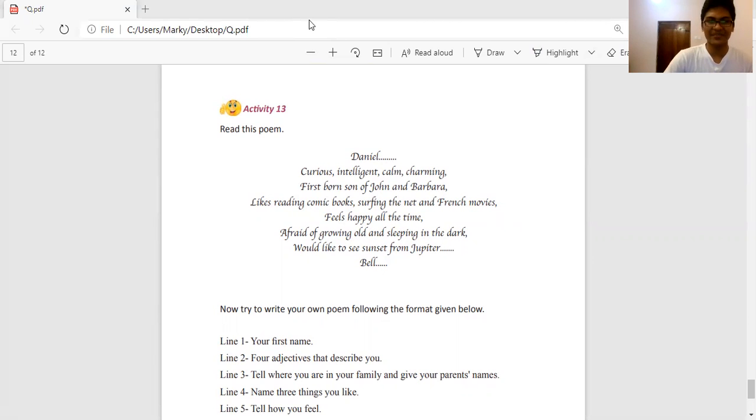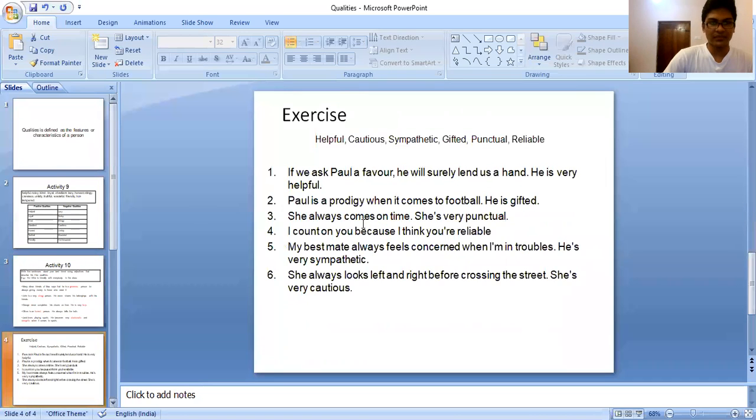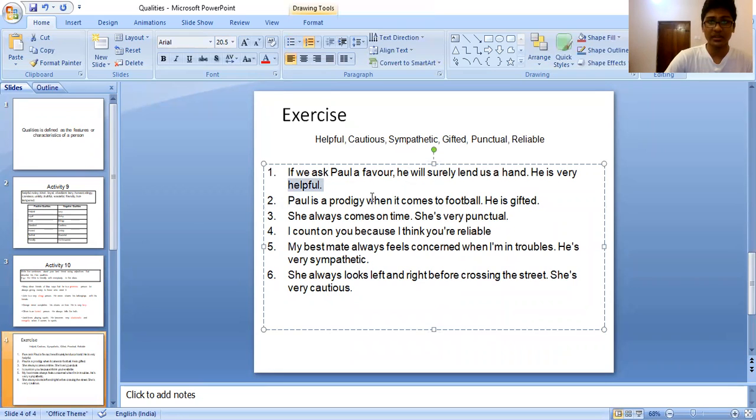that I made up, sorry. Exercise, yep. I hope this helps you, you can take this as an example. Helpful, cautious, sympathetic, gifted, punctual, reliable. So 6 positive qualities. If we ask Paul a favor, he will surely lend us a hand. He is very helpful. Okay, he is very helpful.